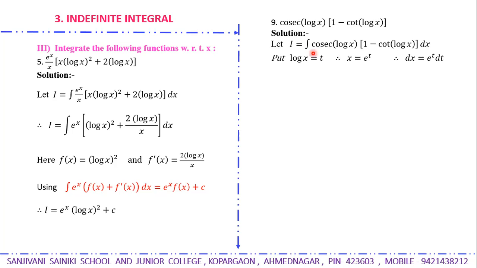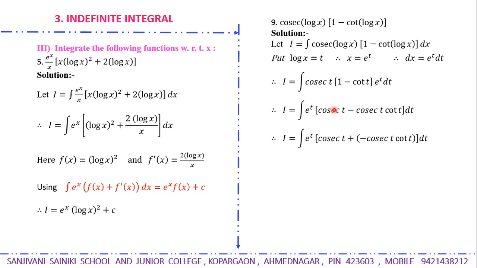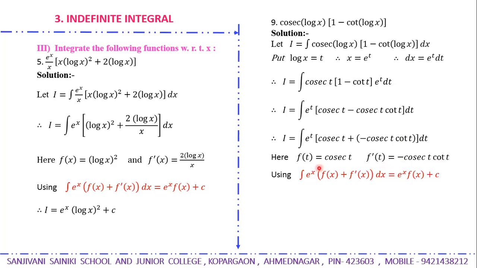So its corresponding exponential equation is x = e^t. So dx is equal to e^t dt. Use that value here. Then you will get e^t (cosec t − cosec t cot t dt), that is cosec t is as it is, plus minus (cosec t cot t). f(t) is cosec t and f'(t) is −cosec t cot t.